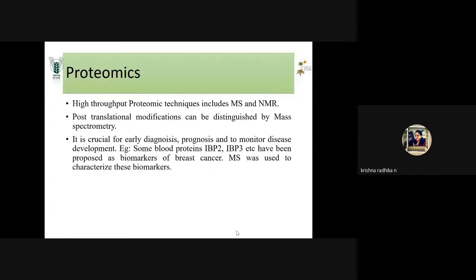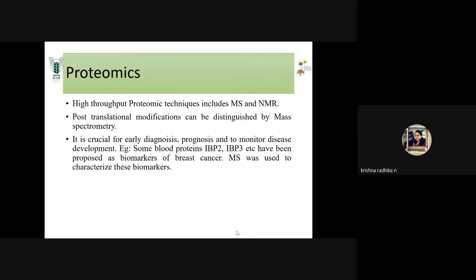The proteomic studies involve high-throughput proteomic techniques like mass spectrometry and NMR. For small quantity protein analysis, we can use the previous technologies like 2D gel electrophoresis, SDS-PAGE, Western blotting, Edman sequencing, etc. And microarrays of proteins are also available. But for understanding the high-throughput or bulk or entire proteome, we have to follow MS and NMR.